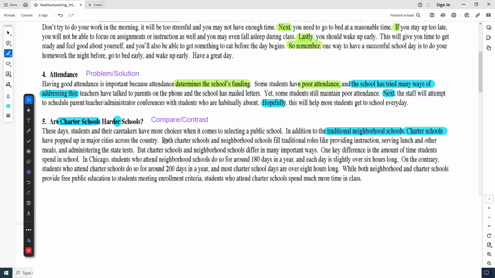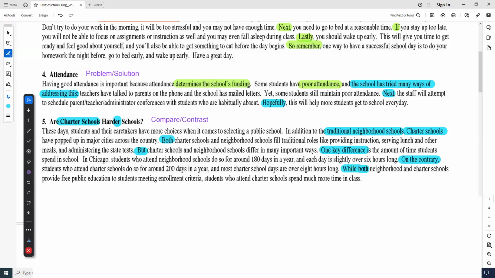So we get some similarities. We use words like both to signal something that they share in common. Fill traditional roles like a school. But then here's where they signal a contrast. And then they talk about points of contrast. So here's one key difference. And we even get a specific example. And then on the contrary, which would be the other side.